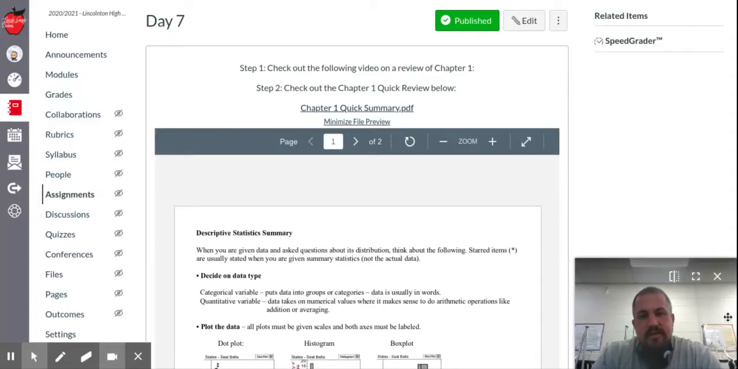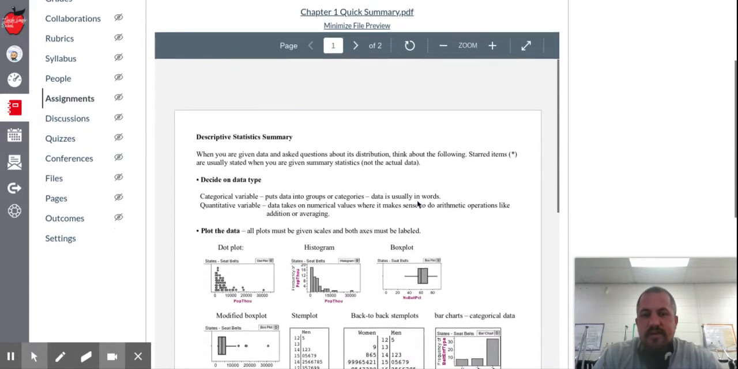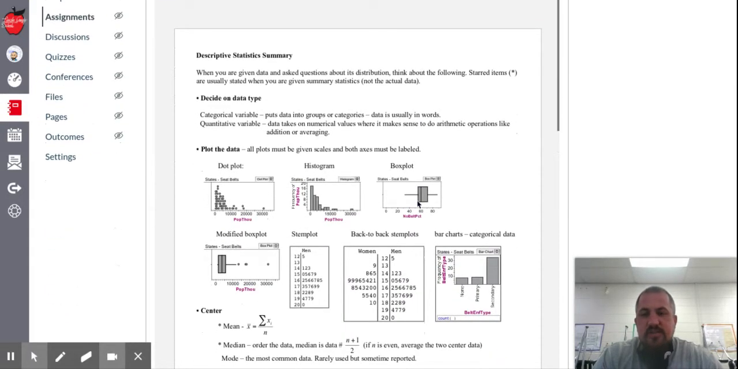So in this lesson today for AP Statistics, we're going to look at the end of Chapter 1. We're going to review everything that you've done in Chapter 1 and give you some problems from the textbook. If you'll look at the Chapter 1 quick summary on this page, basically what you're going to see is that descriptive statistics is when you're given data and asked questions about its distributions.